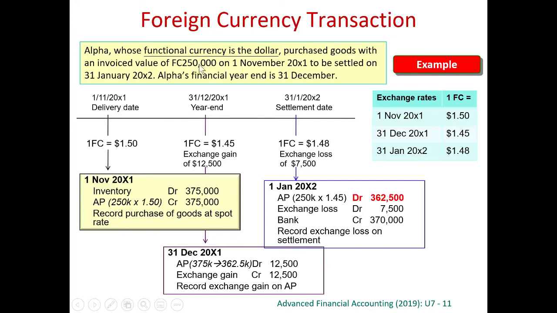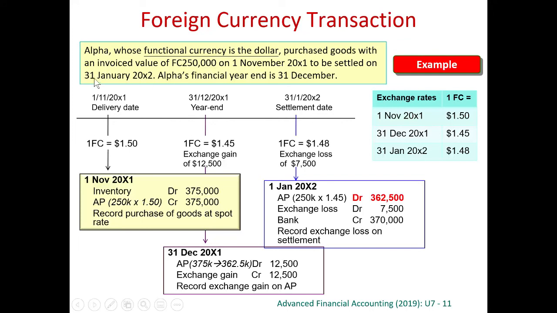1.5. So FC 250,000 multiplied by 1.5, you'll get the dollar amount. Therefore, we debit inventory $375,000, and we credit accounts payable $375,000 because we have to keep the record in functional currency.